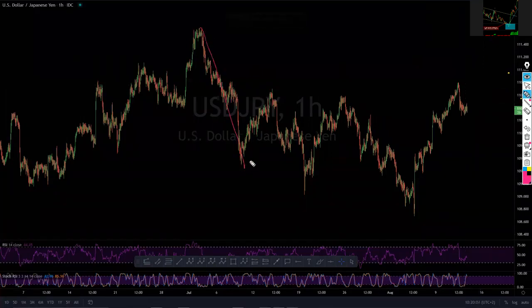Here we had 1, 2, 3. Then we had an impulse here. Okay, so what is likely going to happen is that we're going to get a 1, 2, 3 pullback, maybe to 50% of this leg, before we can get a move to the upside.